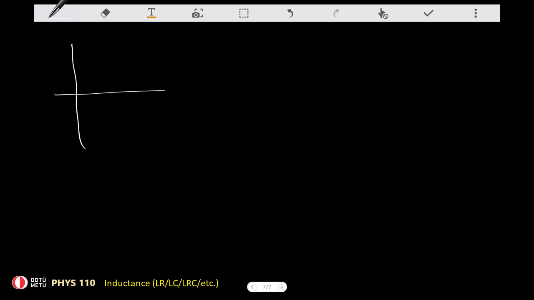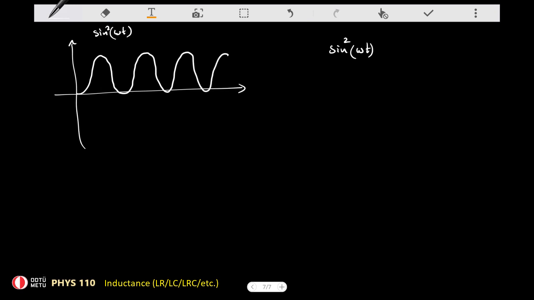So I'm going to do it separately again. I'm talking about, for example, the function sine omega t. If you talk about sine squared omega t, it starts from 0. It's a function that changes between 0 and 1 in a periodic way. We're not interested in this, but we are interested in its time average.